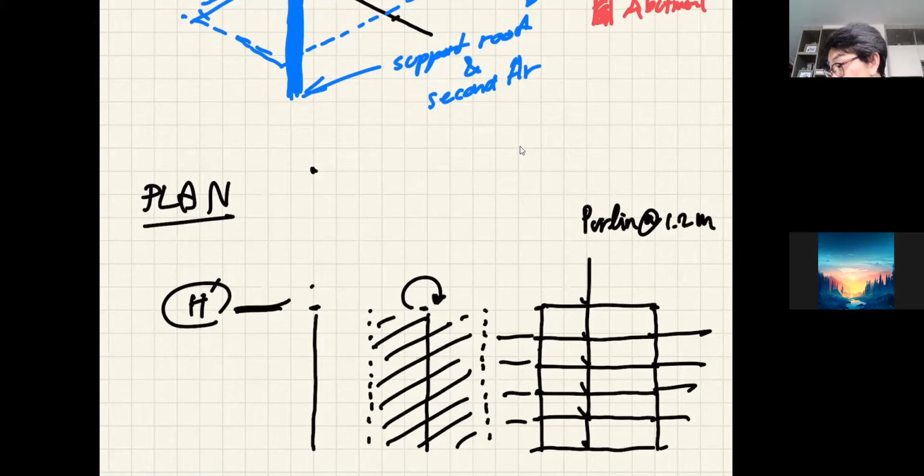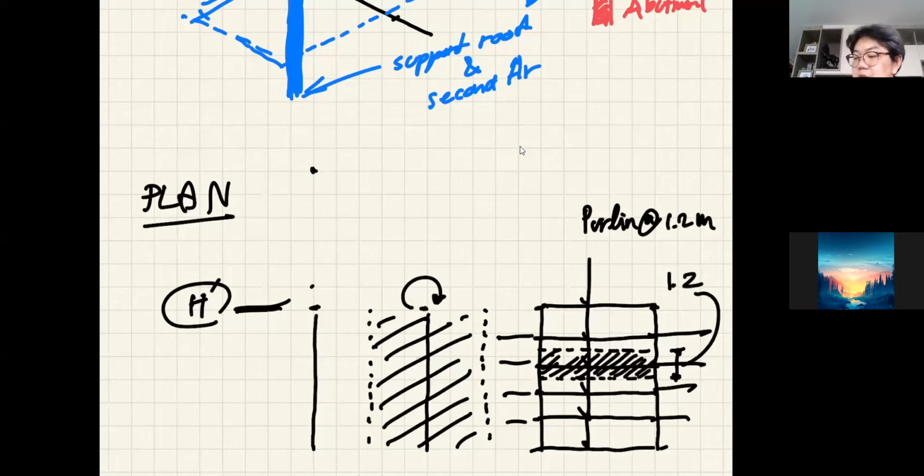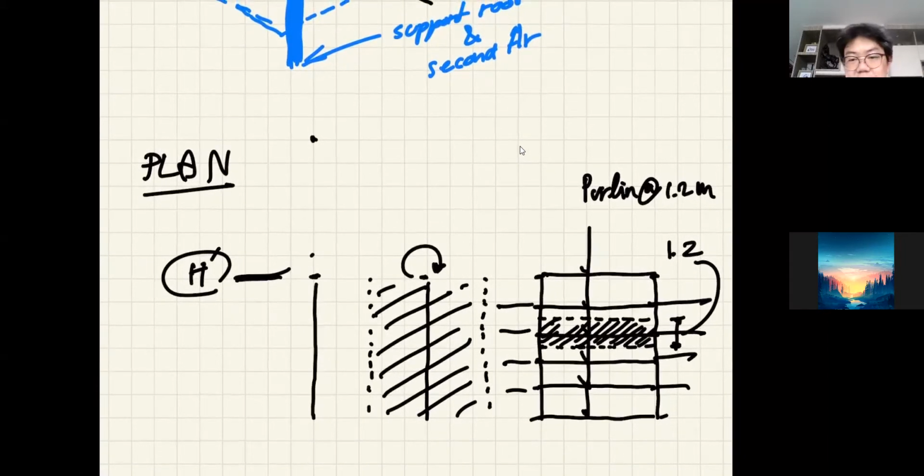So to sum the load acting on the node of the truss, you would just need to look at the tributary width of the purlin, right? And if the spacing is 1.2, the tributary width here is also 1.2. Okay, so that's how you should get the load on your truss.